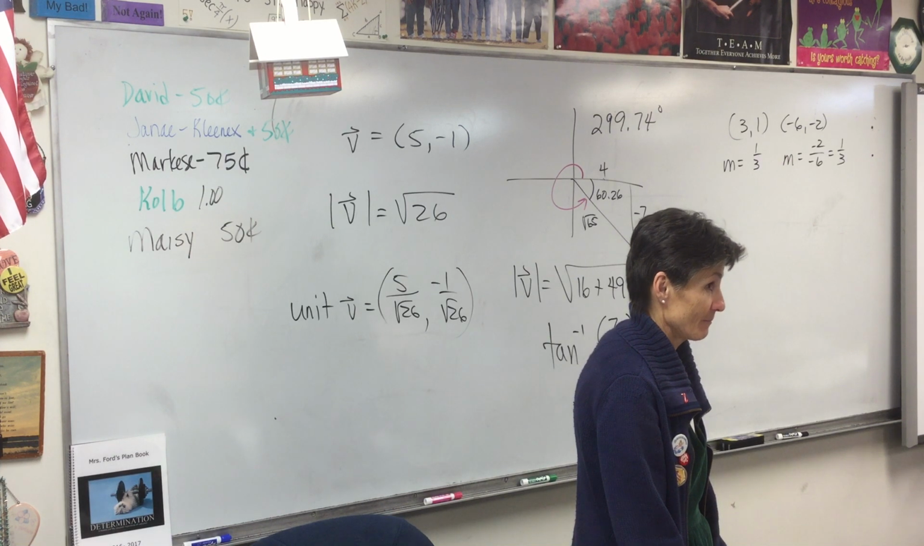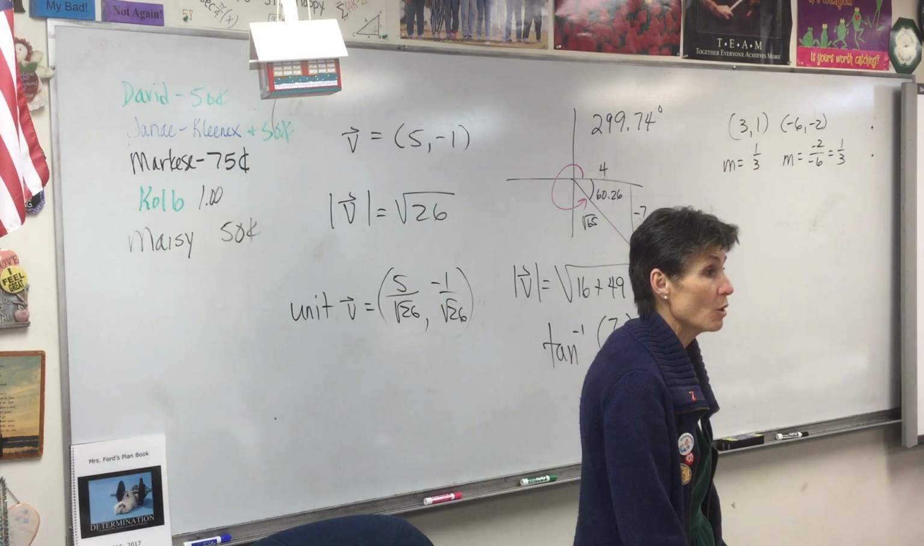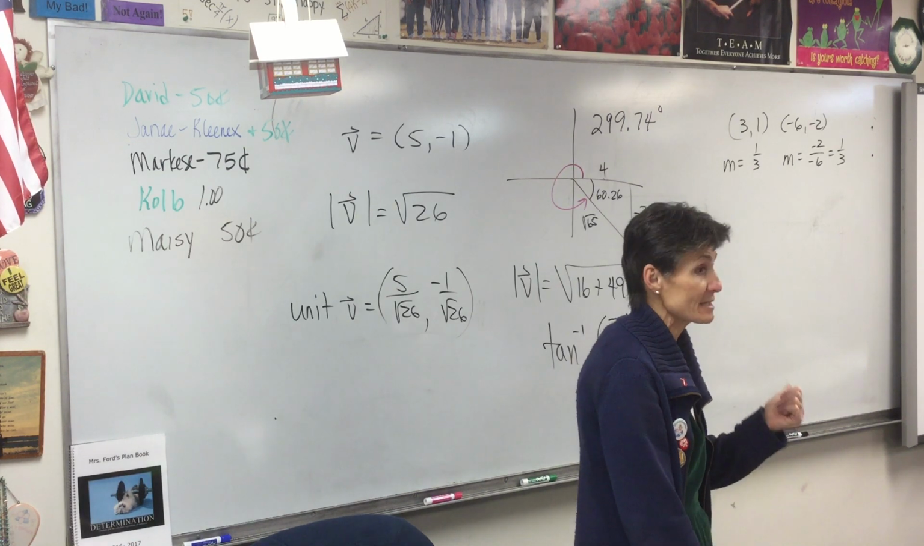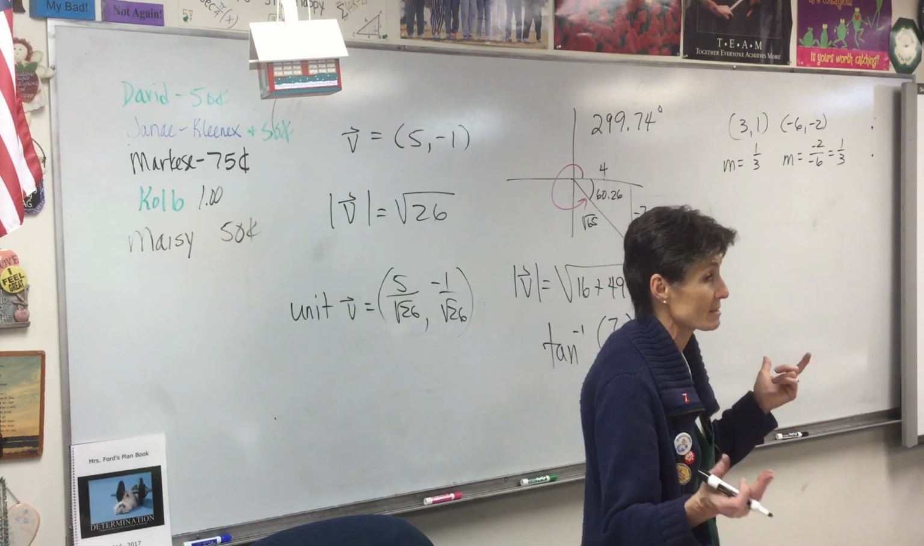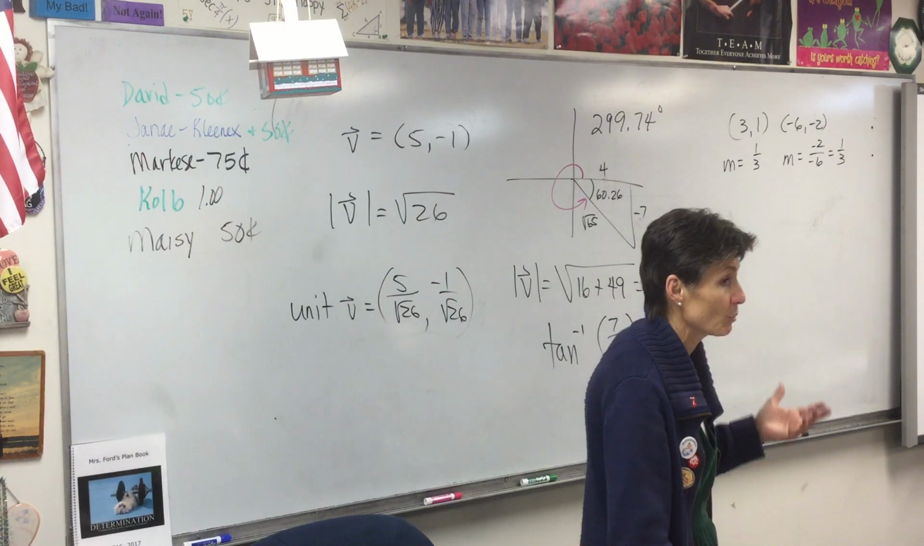You have to say why neither. Yes. So you would say they don't have the same slope and they don't have opposite reciprocal slopes. Those are the two things that they can have. And if they don't have either one of those, then neither.